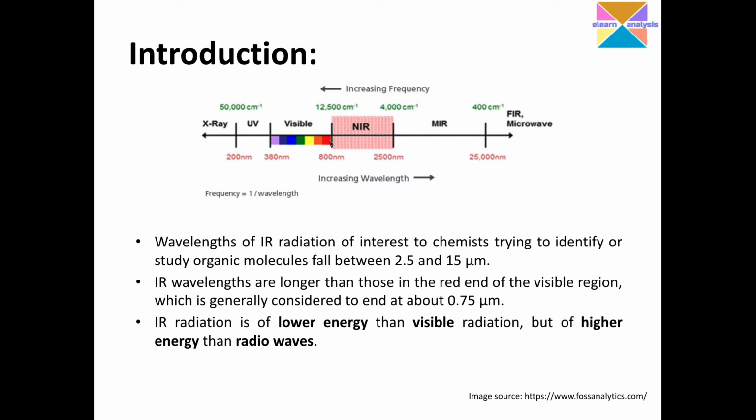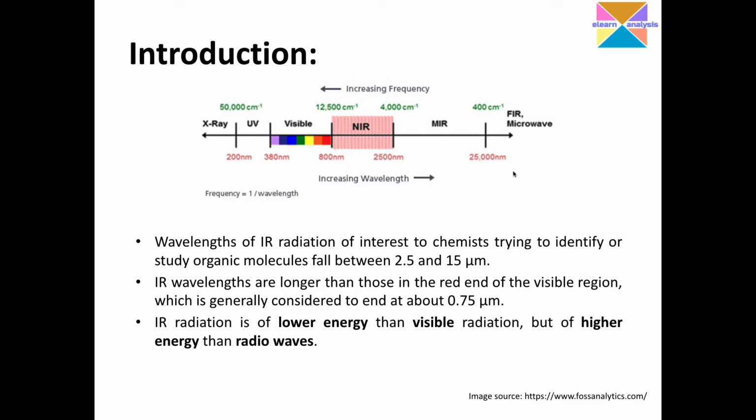So this was about the wavelength region of the infrared spectrum, and as I mentioned, this infrared spectrum starts just after the red end of the visible region. The wavelengths of the infrared radiation of interest to chemists trying to identify or study organic molecules fall between 2.5 to 15 micrometers. Now the unit again has changed to micrometers. This 2.5 to 15 micrometer is nothing but our mid-IR region. Some chemists usually make it 2.5 to 25 micrometers.